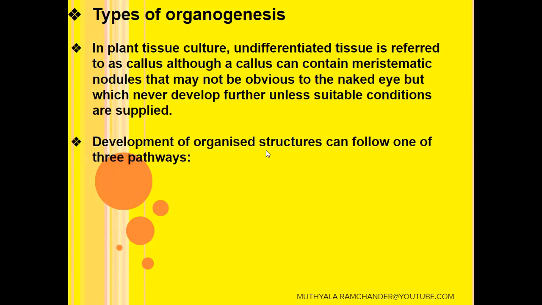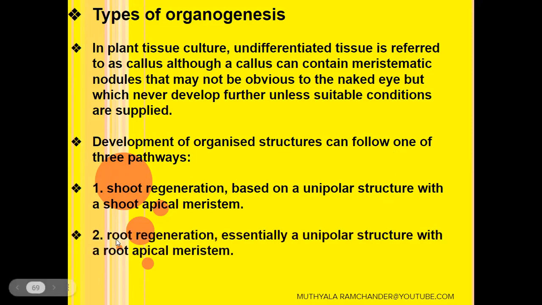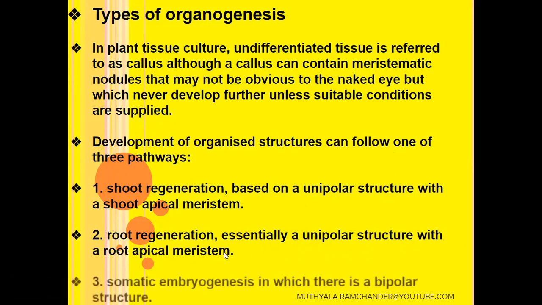Development of organized structures can follow one of three pathways. One is shoot regeneration, based on a unipolar structure with a shoot apical meristem. Second, root regeneration, essentially a unipolar structure with a root apical meristem. And third, somatic embryogenesis, in which there is a bipolar structure.